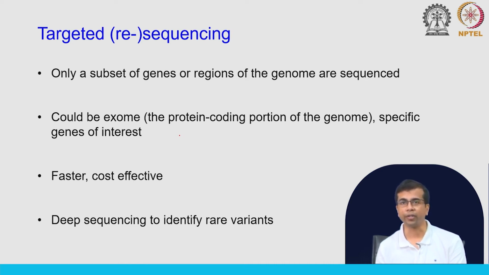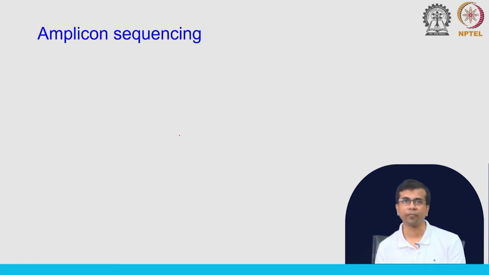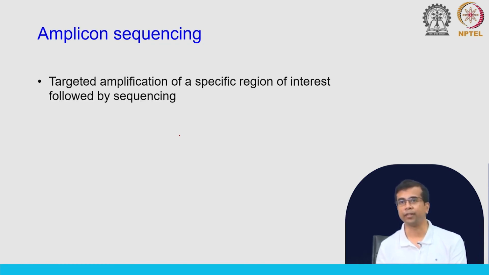Once you do deep sequencing, you can identify this rare variant in the populations. Similarly, there is a related term called amplicon sequencing. This is again related to targeted resequencing, where we amplify only a specific region of interest and then we sequence that region.